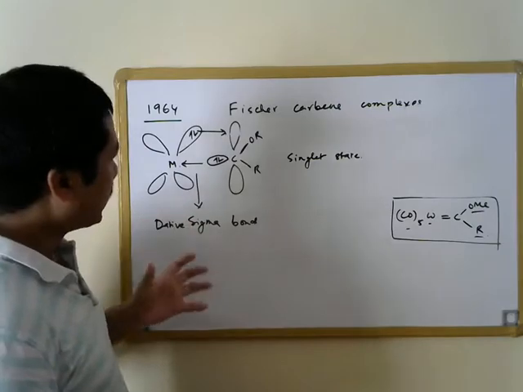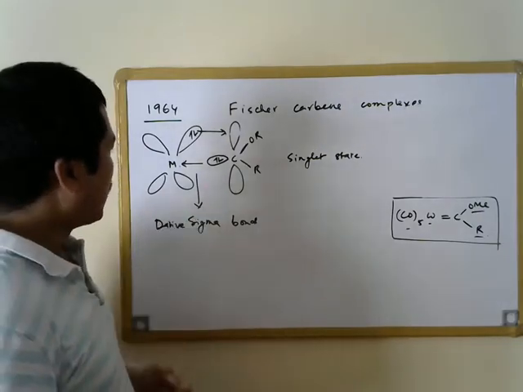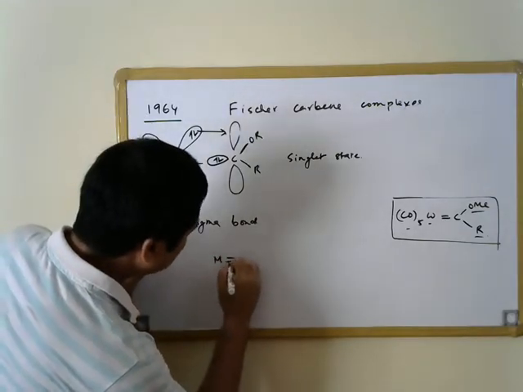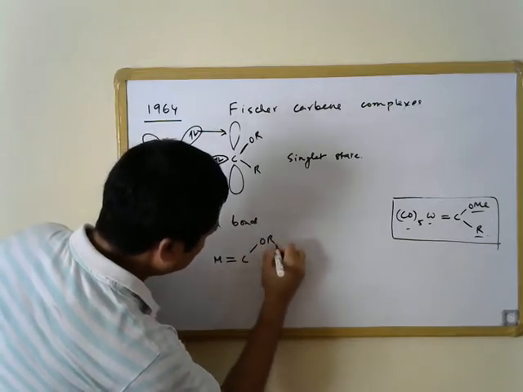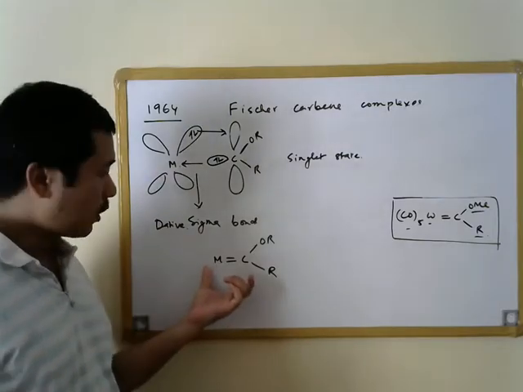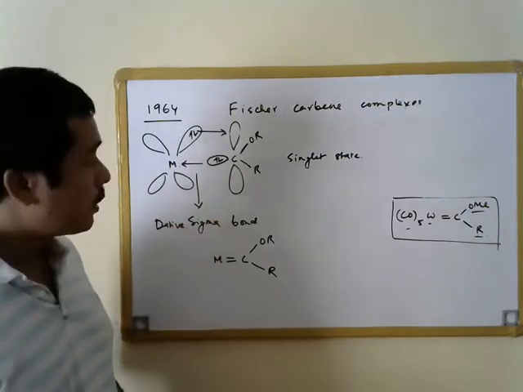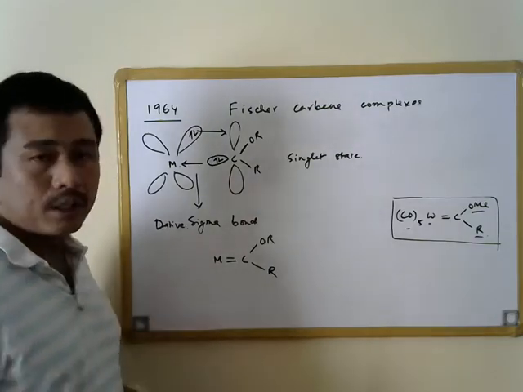So these filled metal orbitals can now donate electron density to the empty p orbital on the carbene carbon atom, and this essentially leads to formation of the pi bond in these metal carbene complexes. We can write this resonance configuration in this way. So there is formation of metal to carbene carbon backbonding, and this essentially leads to formation of a metal to carbon double bond.